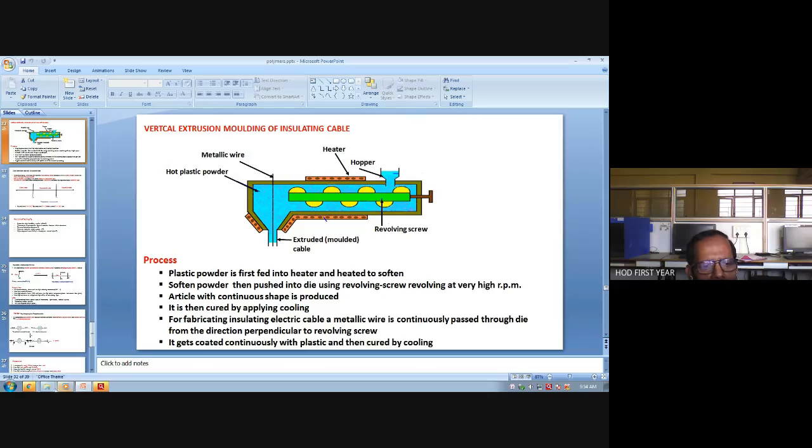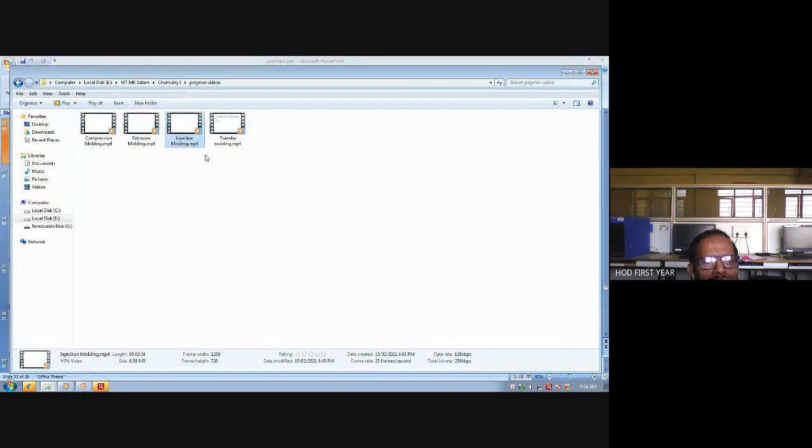In the case of vertical extrusion molding, we will see that next time. Before that, we will see a video. First we will see the video for both these extrusion molding methods.